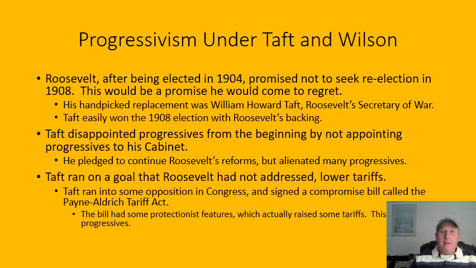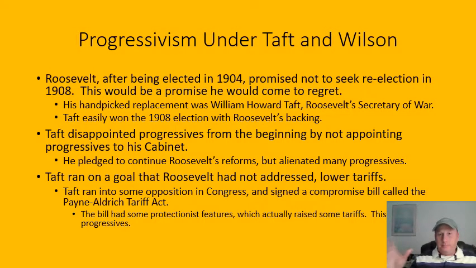But Taft very quickly got on the wrong side of the progressives because he did not appoint progressives to his cabinet. Now, hopefully, we remember that the cabinet is comprised of the assistants to the president. They're referred to as secretaries, such as the Secretary of the Treasury, the Secretary of State. These are members of the presidential cabinet, and they're typically experts in their particular fields.